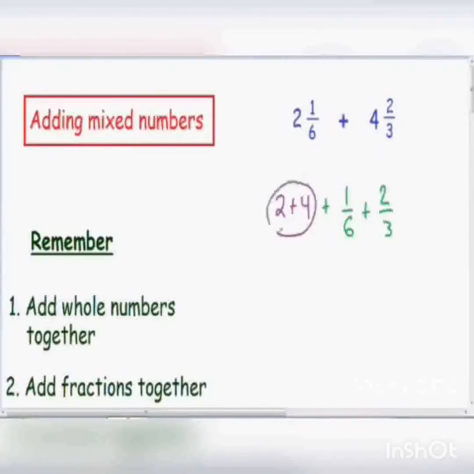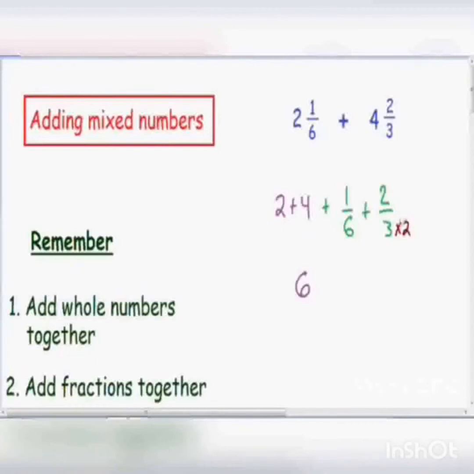Now we start with the whole numbers. So 2 plus 4 is 6. Then we look at the denominators of the proper fractions to see if they are the same. Well, we have a 6, we have a 3. We try to make 3 a 6. To do that, we multiply 3 by 2, because 3 times 2 gives us a 6.